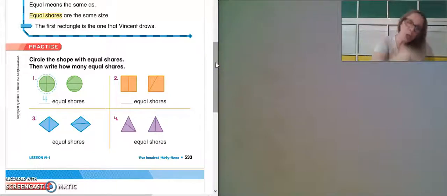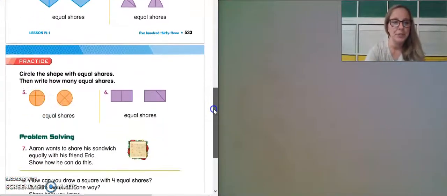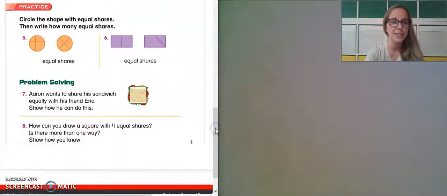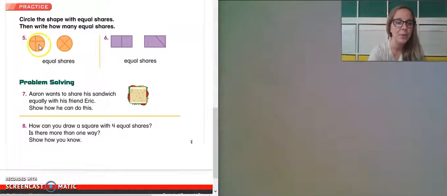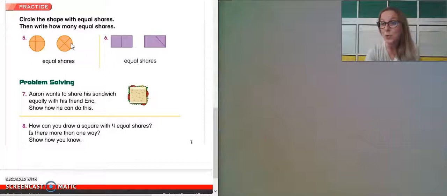And now if you turn your page, I'm going to scroll down, looking at this next practice part. We're doing the same thing again. Circle the shape with equal shares and then write how many. So looking at our circles, I can see that they are broken into 1, 2, 3, 4. 1, 2, 3, 4. So each of them are broken into 4 pieces, 4 parts, or 4 shares. But it's asking us which one has equal shares. So which one has shares that are the same?